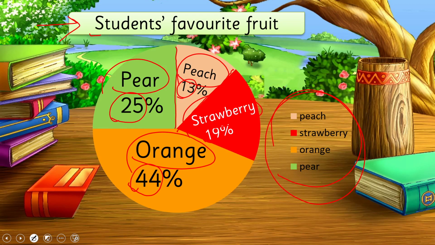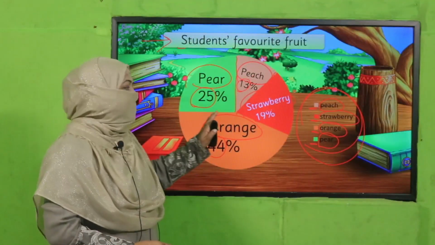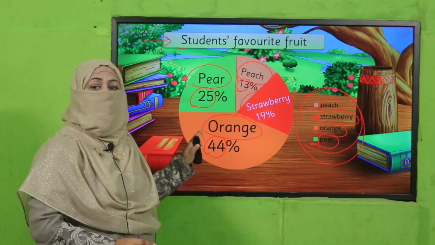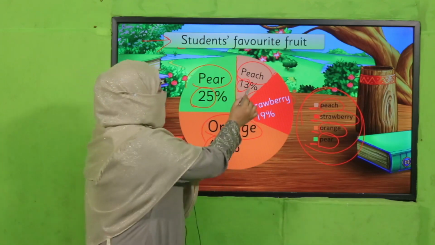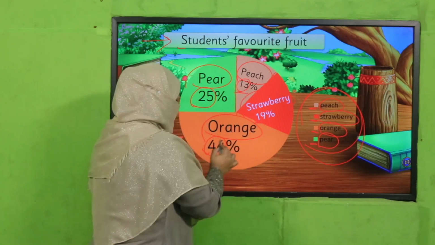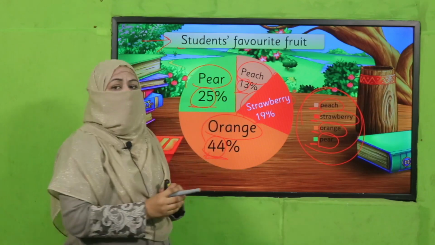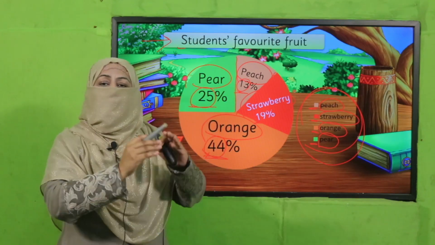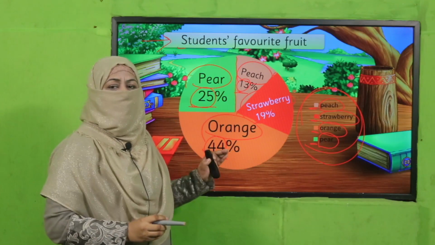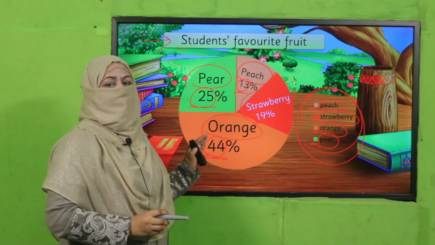This color is representing peach, this color is representing strawberry, this color is representing orange, this color is representing pear. So this is the key which tells us which color is showing which fruit, and this number is telling us the ratio or the number from the total information, what number goes to each part.